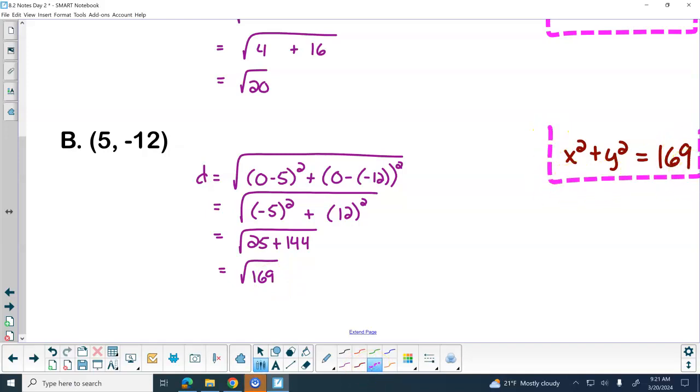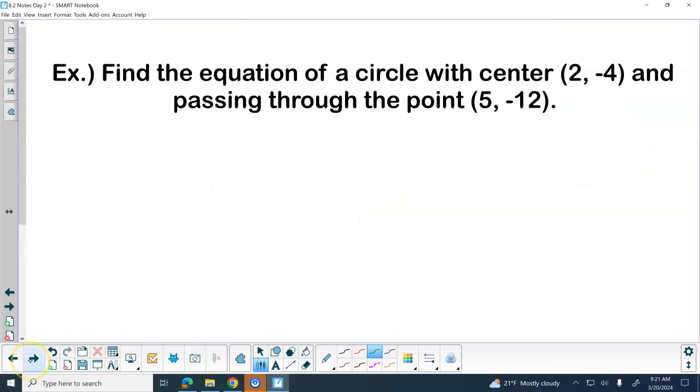Agree? Again, if we were asking for the actual radius here, that would have been 2 square root of 5. The actual radius here would have been 13. So we don't need to necessarily go to that step. Okay? Good job.